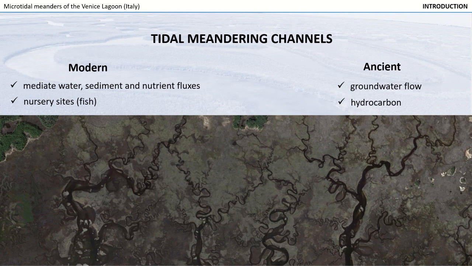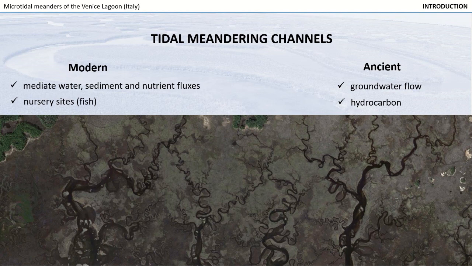They also offer different services. They are, for example, very important nursery sites for different organisms. And in the ancient record, they are important in terms of characterization of hydrocarbon reservoirs, or if we go into more recent Holocene deposits, they control groundwater flow of the shallower aquifers in coastal areas because they more or less form the skeleton of coastal sedimentary successions.